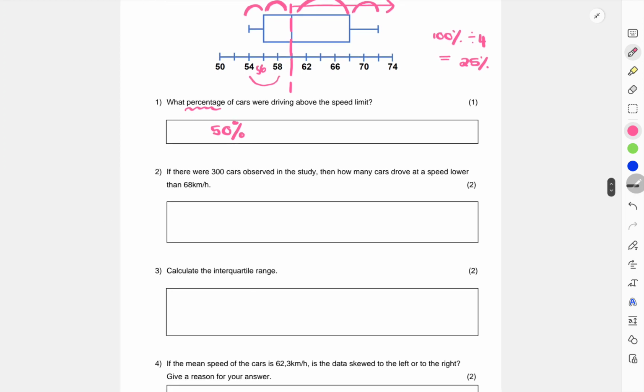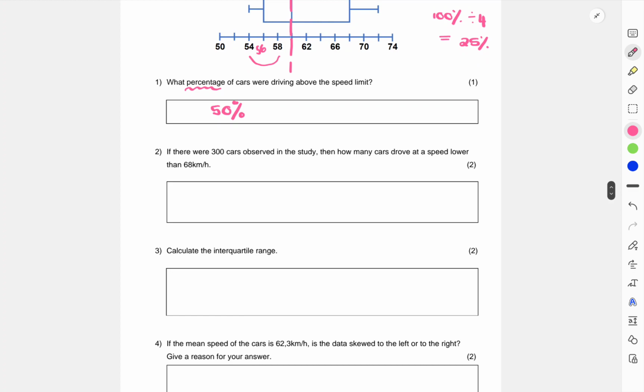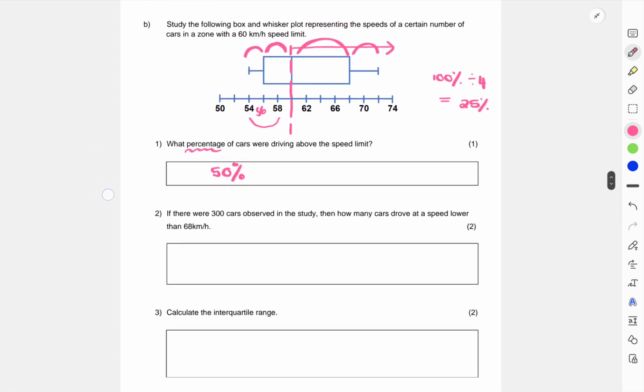Okay, if there were 300 cars observed in the study, then how many cars drove at a speed lower than 68 kilometers per hour? Okay, so lower than 68, can you see there? So what percentile is represented here? Can you see it's 25, 25, 25, which makes it 75% that drove lower than 68 kilometers per hour. And they told me that it's 300 people. So 0.75 of 300 gives you 225 people.